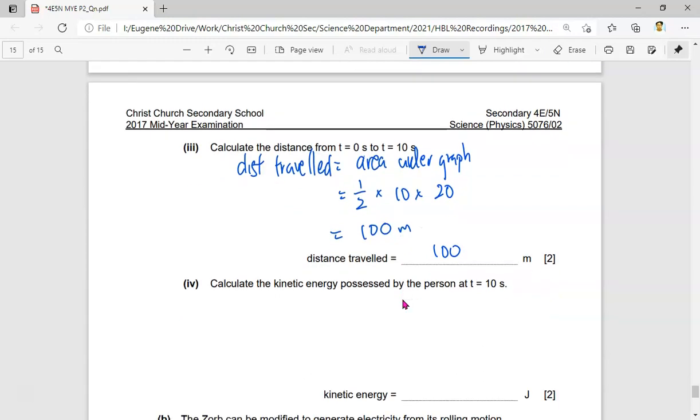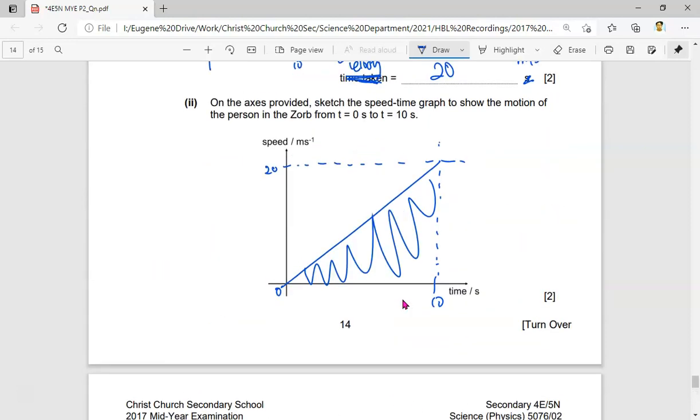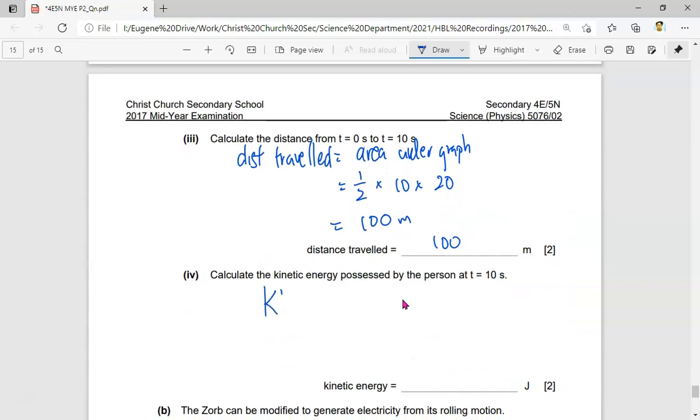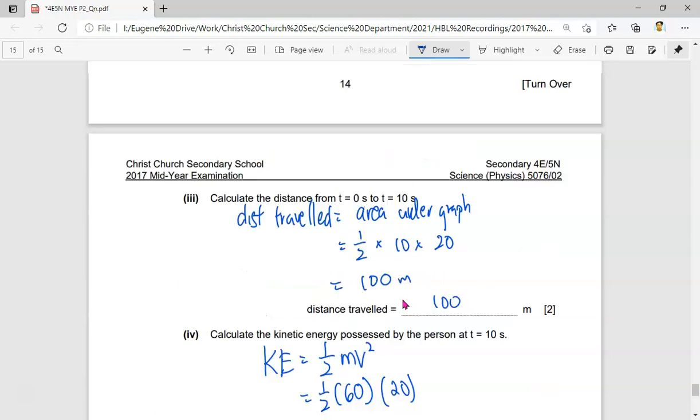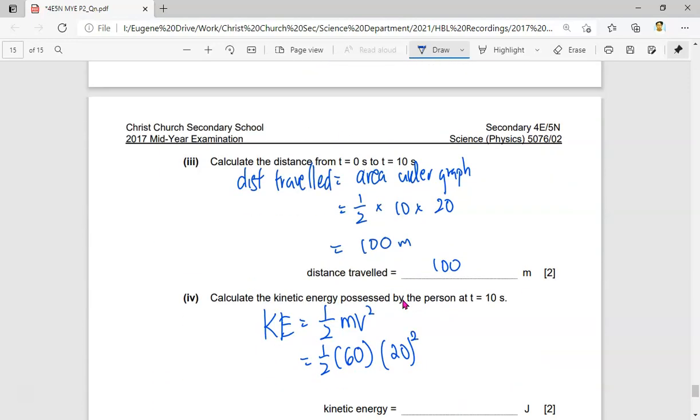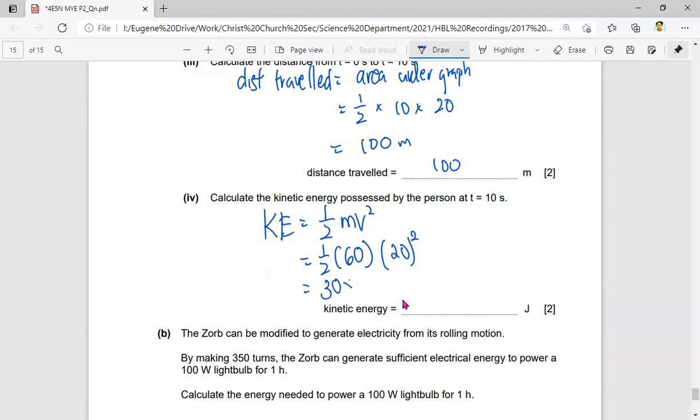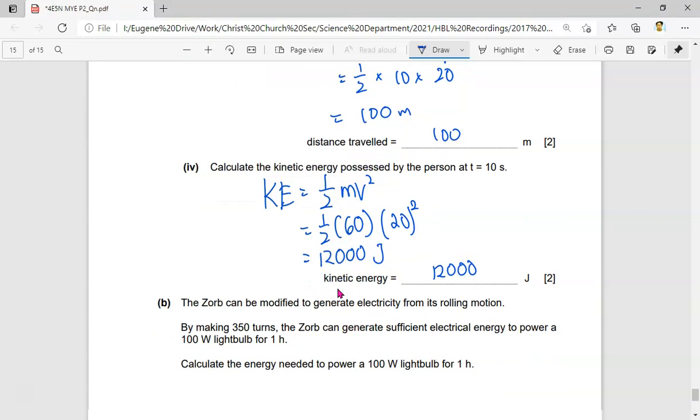Lastly, calculate the kinetic energy possessed by the person at 10 seconds. At 10 seconds, I know the speed is 20 meters per second. I need to find kinetic energy. So KE equals half mv squared. Half times the mass, which is 60. Right at the very start, they did mention that the mass of the person is 60. The velocity is 20. Yes, 20, and I square this. So I'm going to get 30 multiplied by 20 squared. Just press your calculator. The kinetic energy possessed is 12,000 joules.